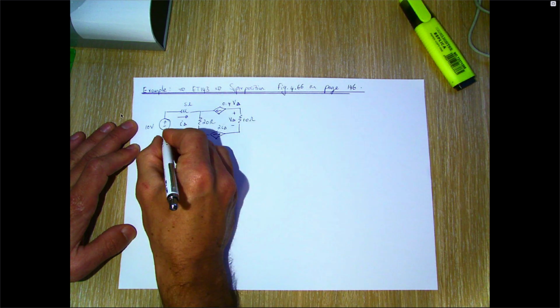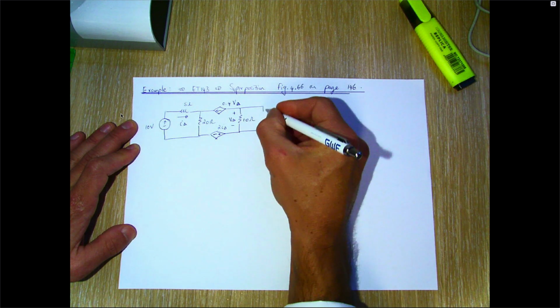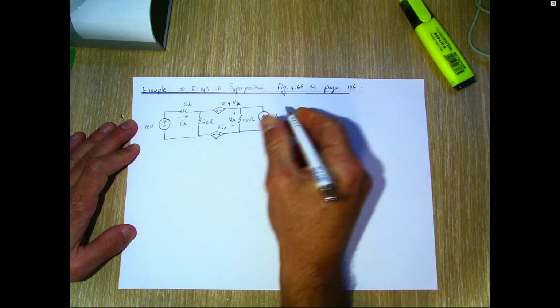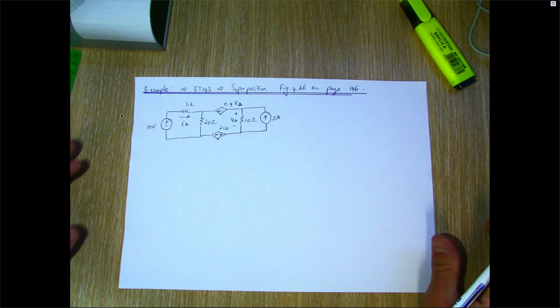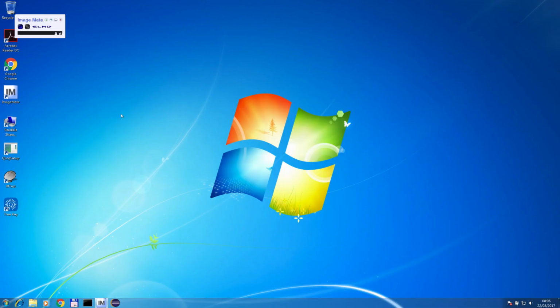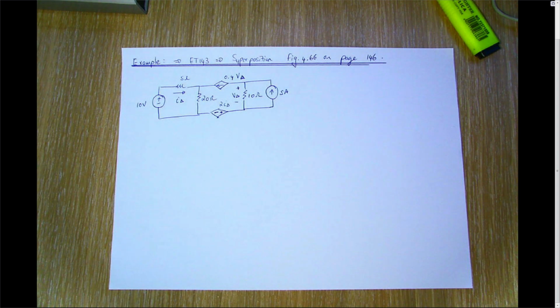Let's just complete my circuit. So over here I have a current source. Okay, so this is what my circuit looks like. I hope you can see it. My apologies, guys. I had a bit of a technical issue there with my hardware. We should be fine now.